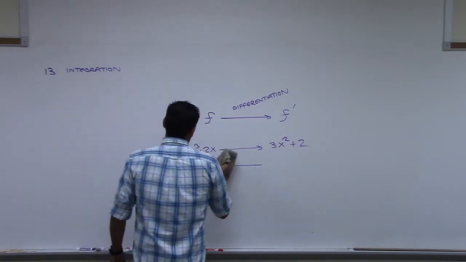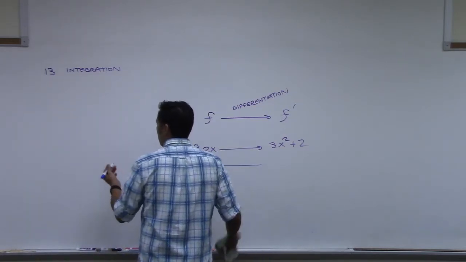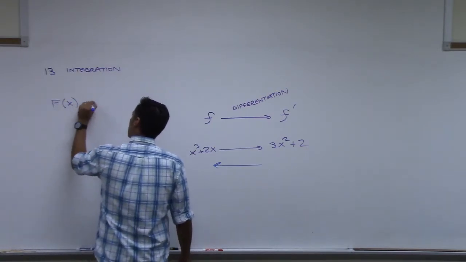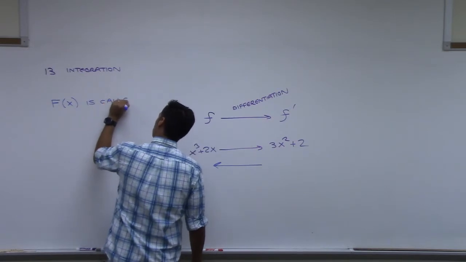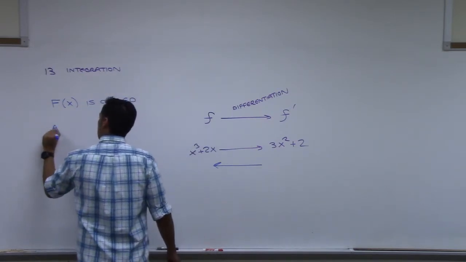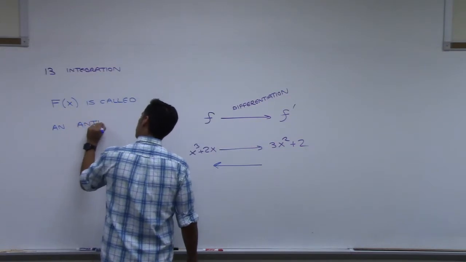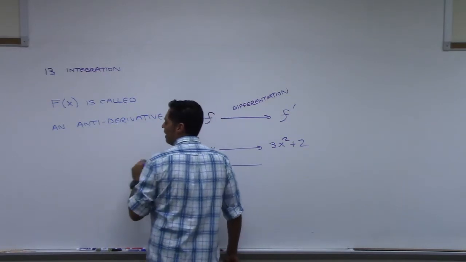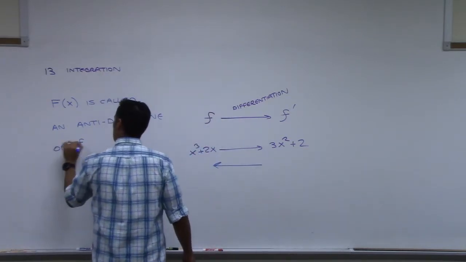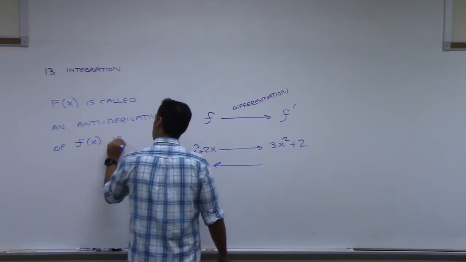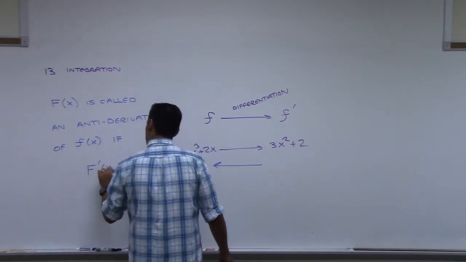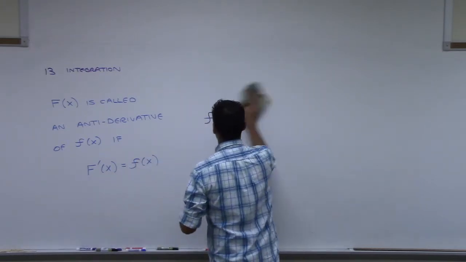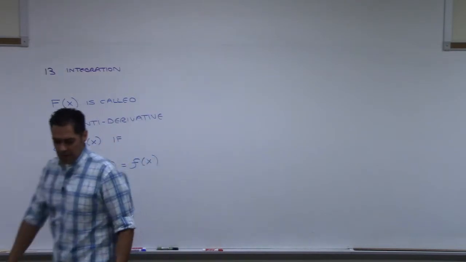But before we do that, let me just write down some definitions for you. So capital F of x is called an antiderivative, not a derivative, an antiderivative of little f of x if the derivative of capital F of x is equal to little f of x. Now I understand that that's probably going to look pretty messy, but just write it down, then we'll make sense out of it.